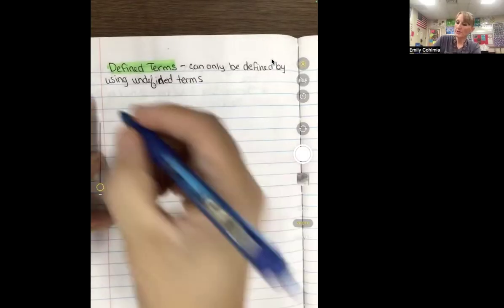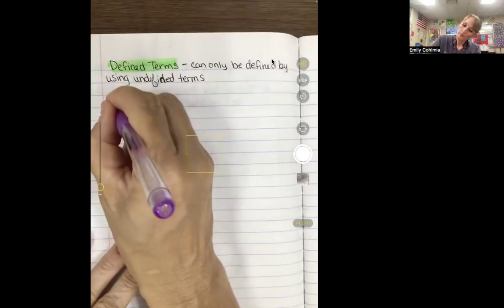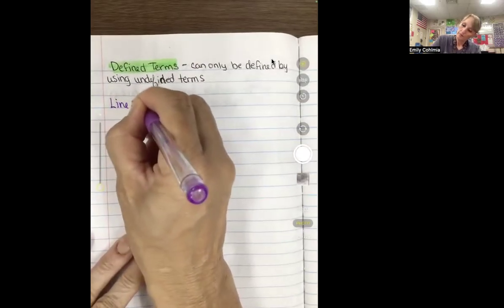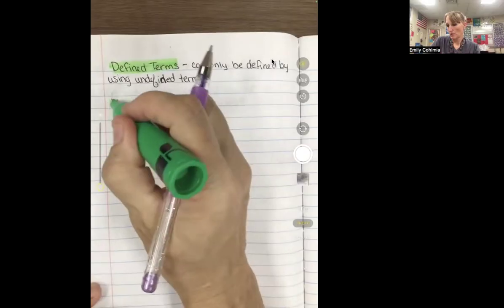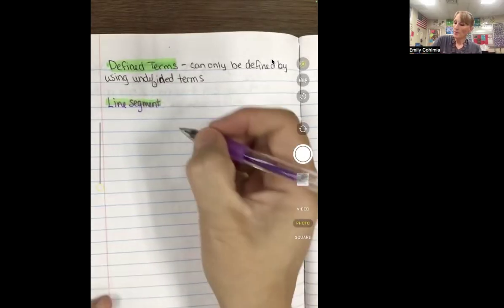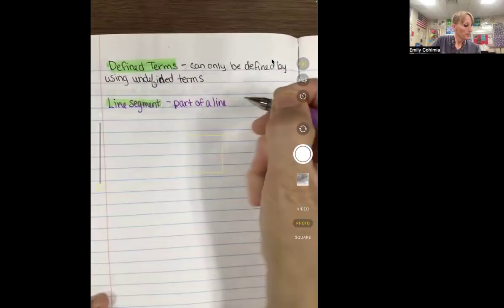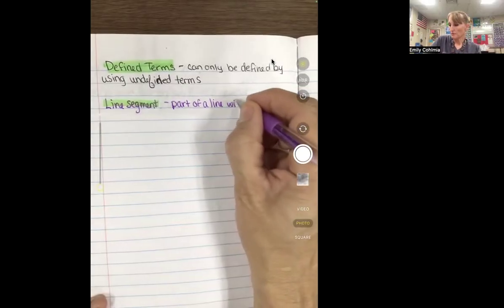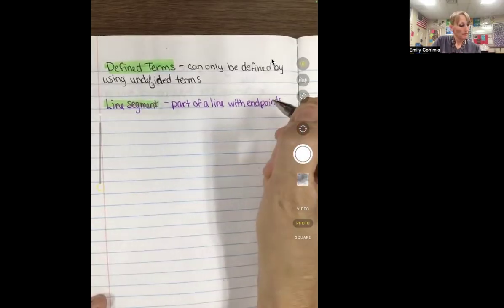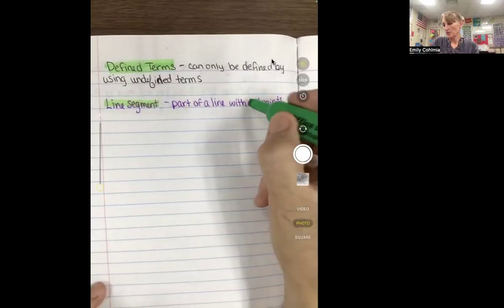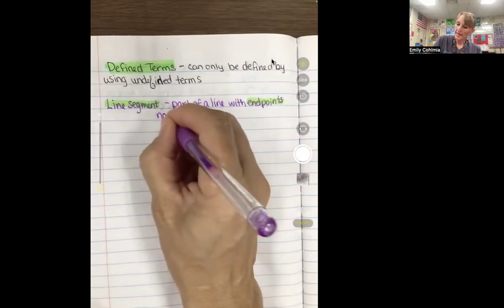So the first defined term that we're going to learn is a line segment. And again, this is vocabulary. So I'm going to highlight that word so I know that I need to know it. It is part of a line with endpoints. So part of a line with endpoints. Endpoints is actually also a vocabulary term. A line segment is always named by the endpoints.